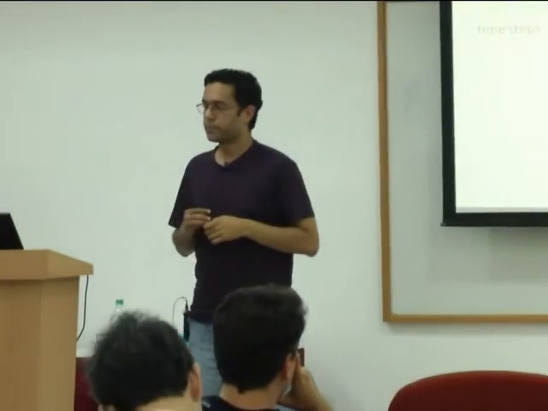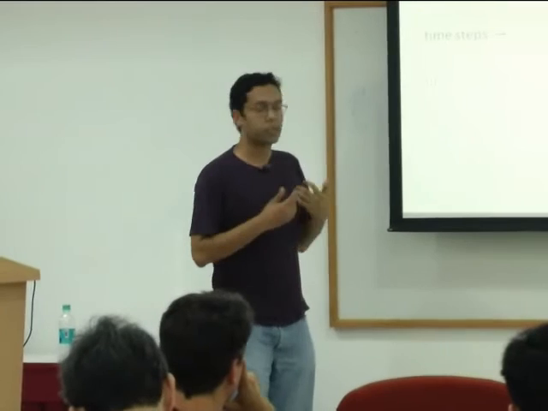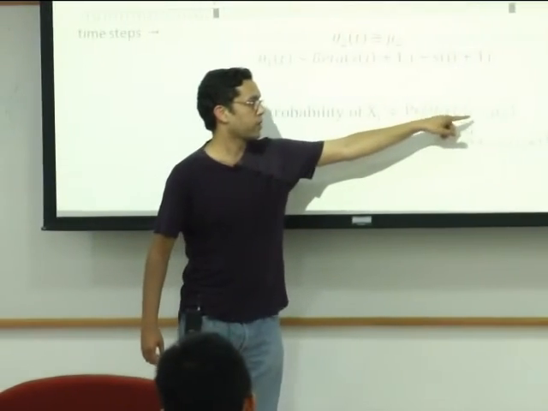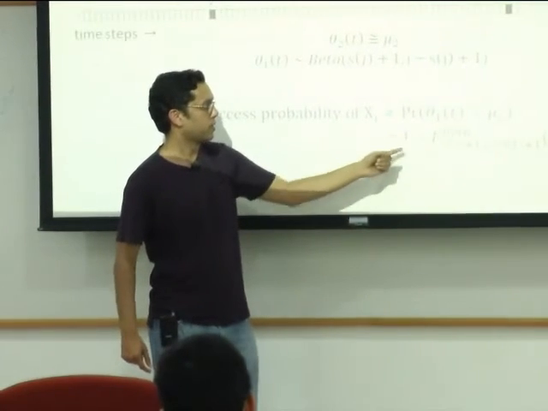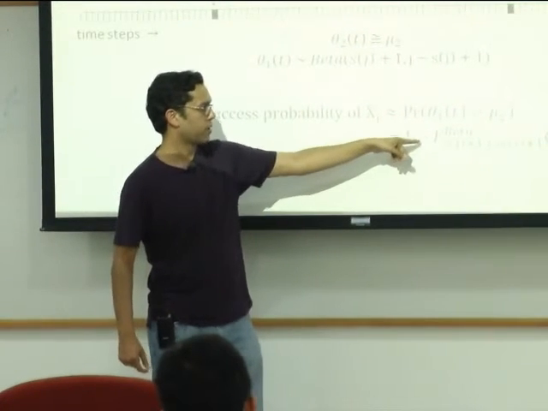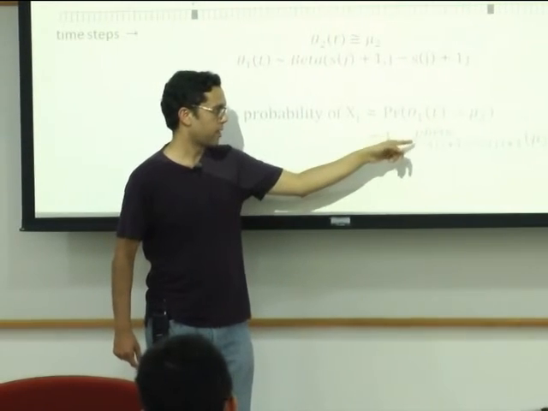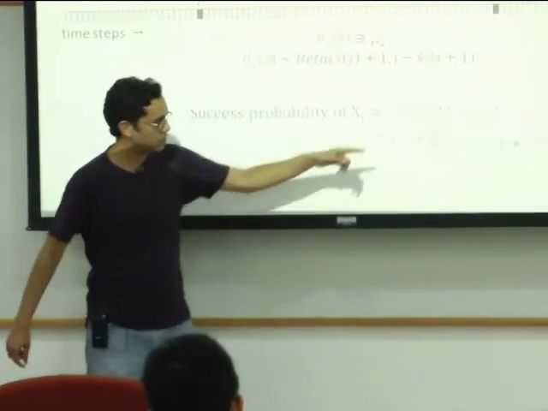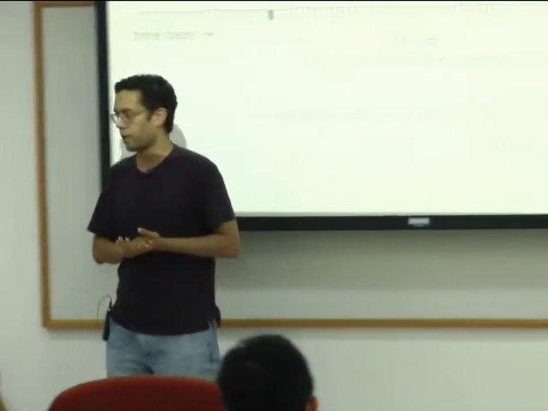So the check for which arm to play becomes this. We check whether theta 1 of t is greater than mu2, and that's exactly this number, 1 minus F of this expression in terms of beta distribution. So given s of j, if we fix s of j, then xj behaves like a geometric random variable, and that turns out to be very useful.